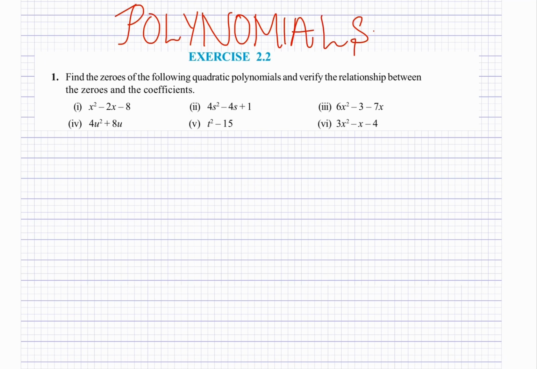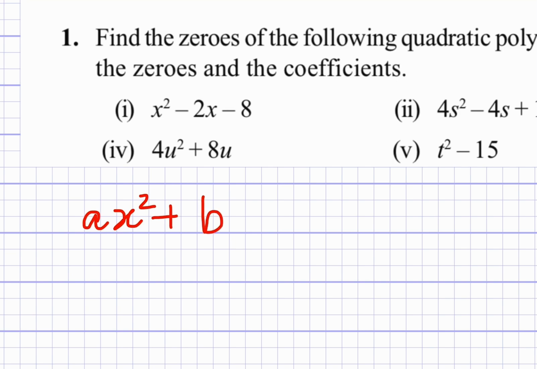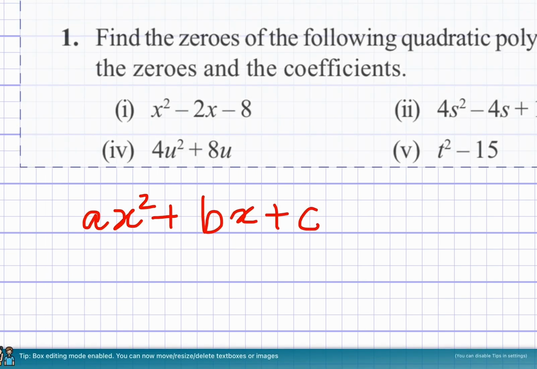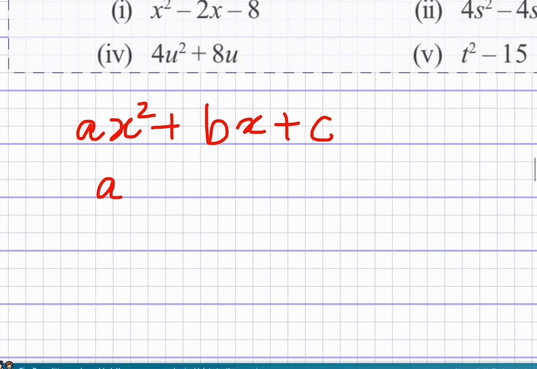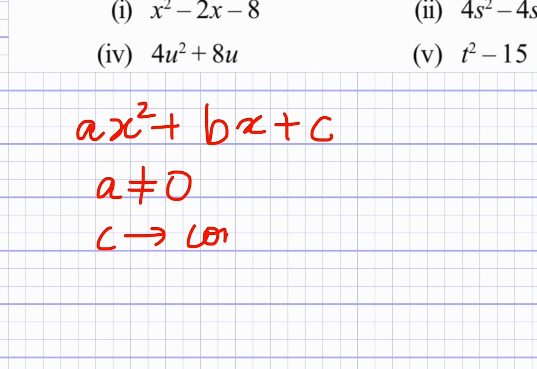So the first one is find the zeros of the following quadratic polynomial. We have to find the zeros, how many zeros there are, and then verify the relationship between the zeros and the coefficients. For that, first we have to know the standard equation for the quadratic polynomial. The standard equation is ax square plus bx plus c, where a is not equal to 0 and c is known as the constant.